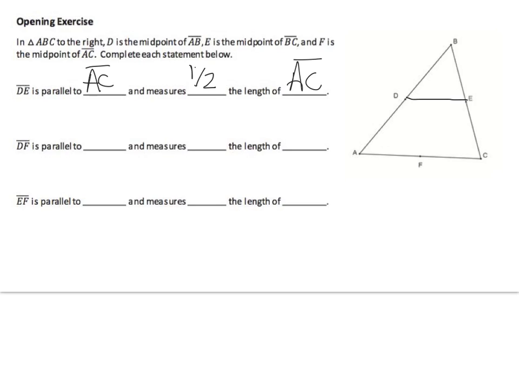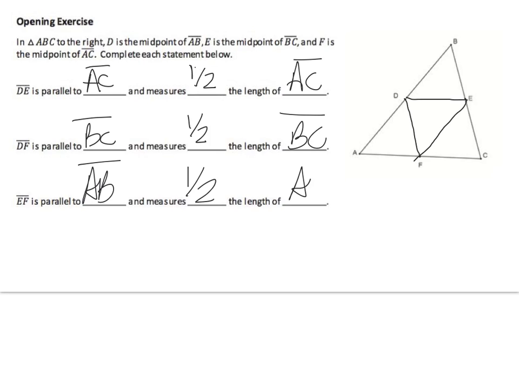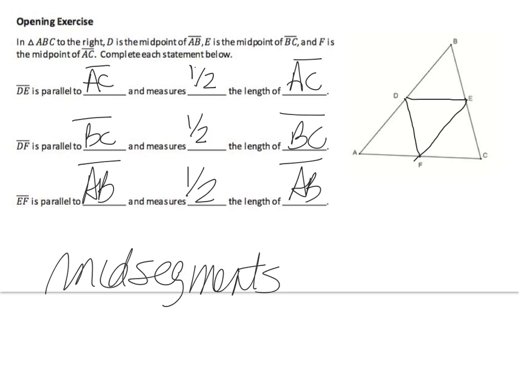DF is parallel to BC and measures half the length of BC. EF is parallel to AB and is half the length of AB. That's our little review, we just drew 3 midsegments. And as a review, they're parallel and they're half the length.